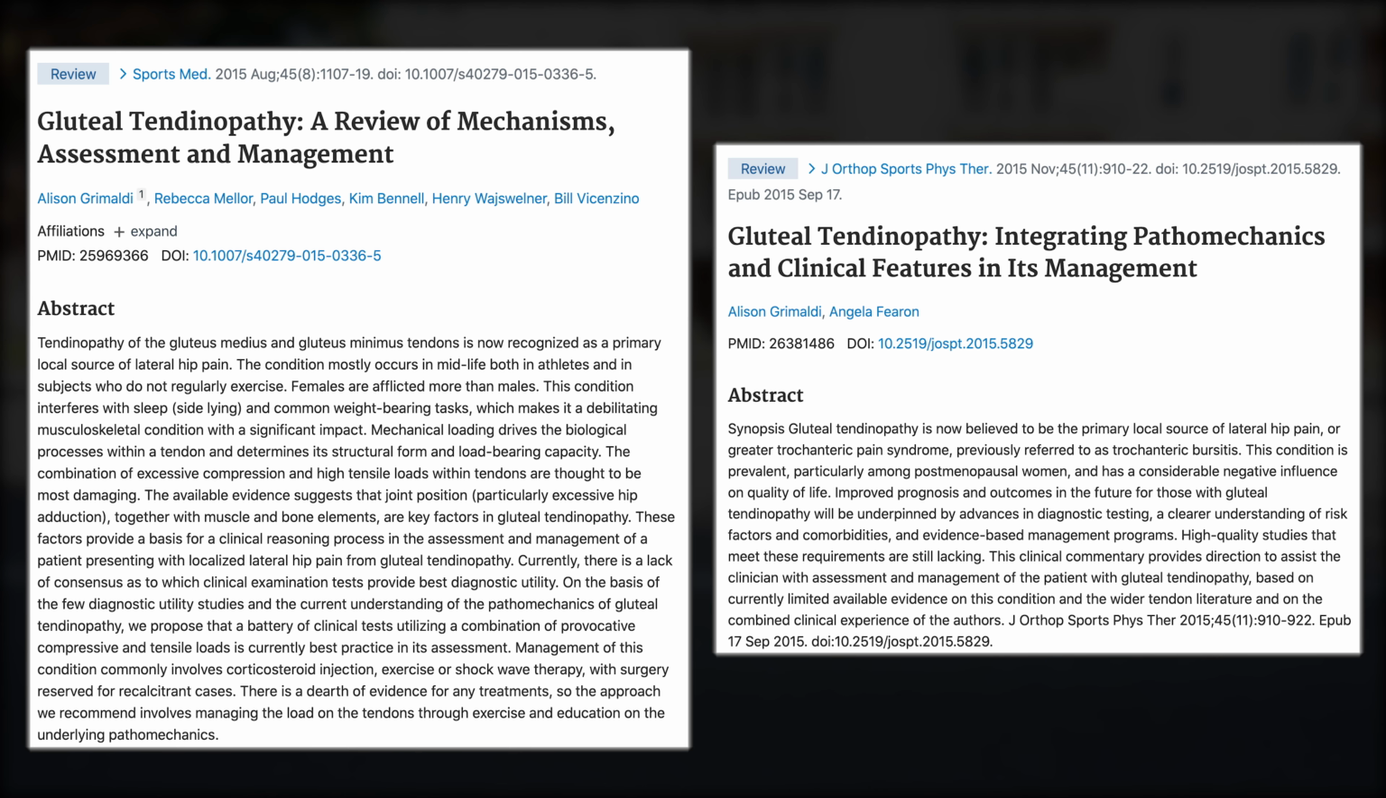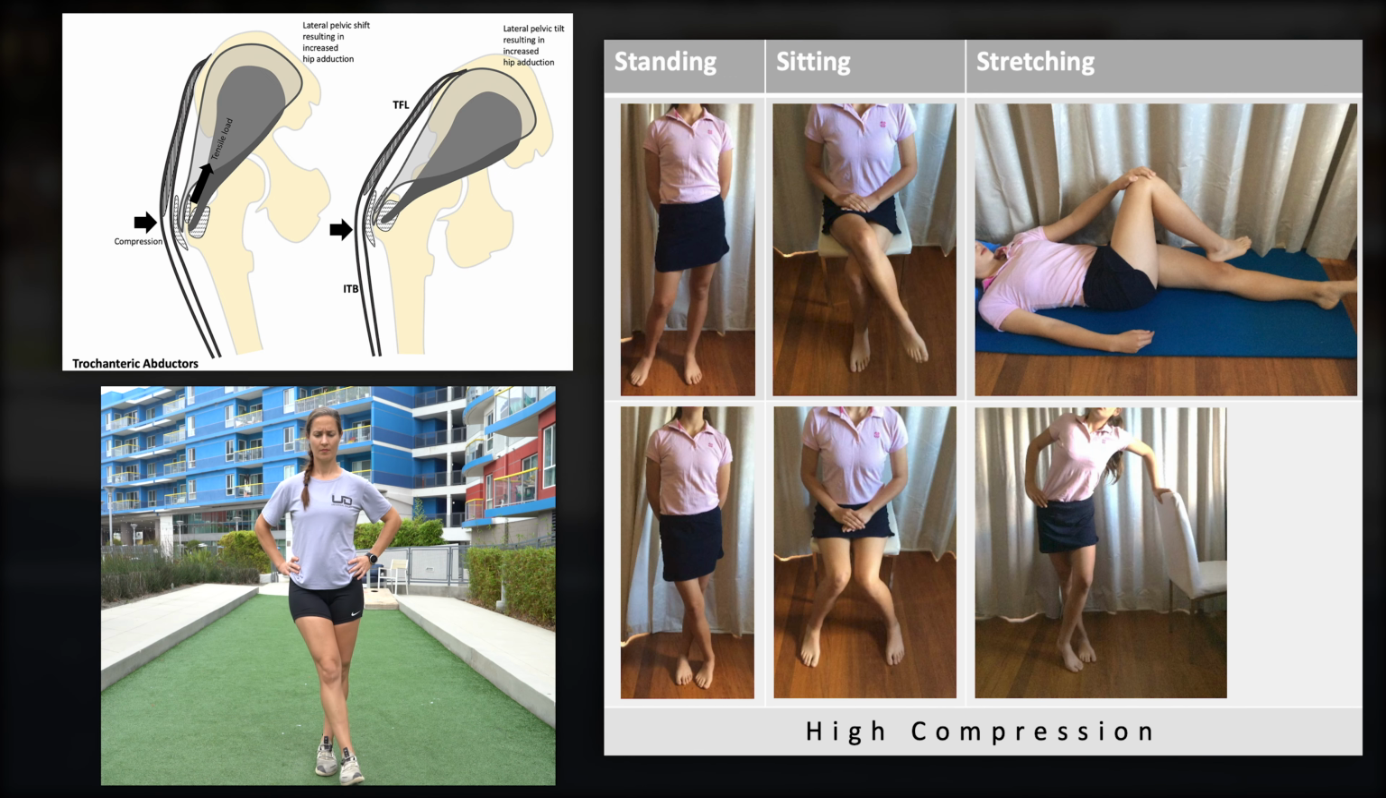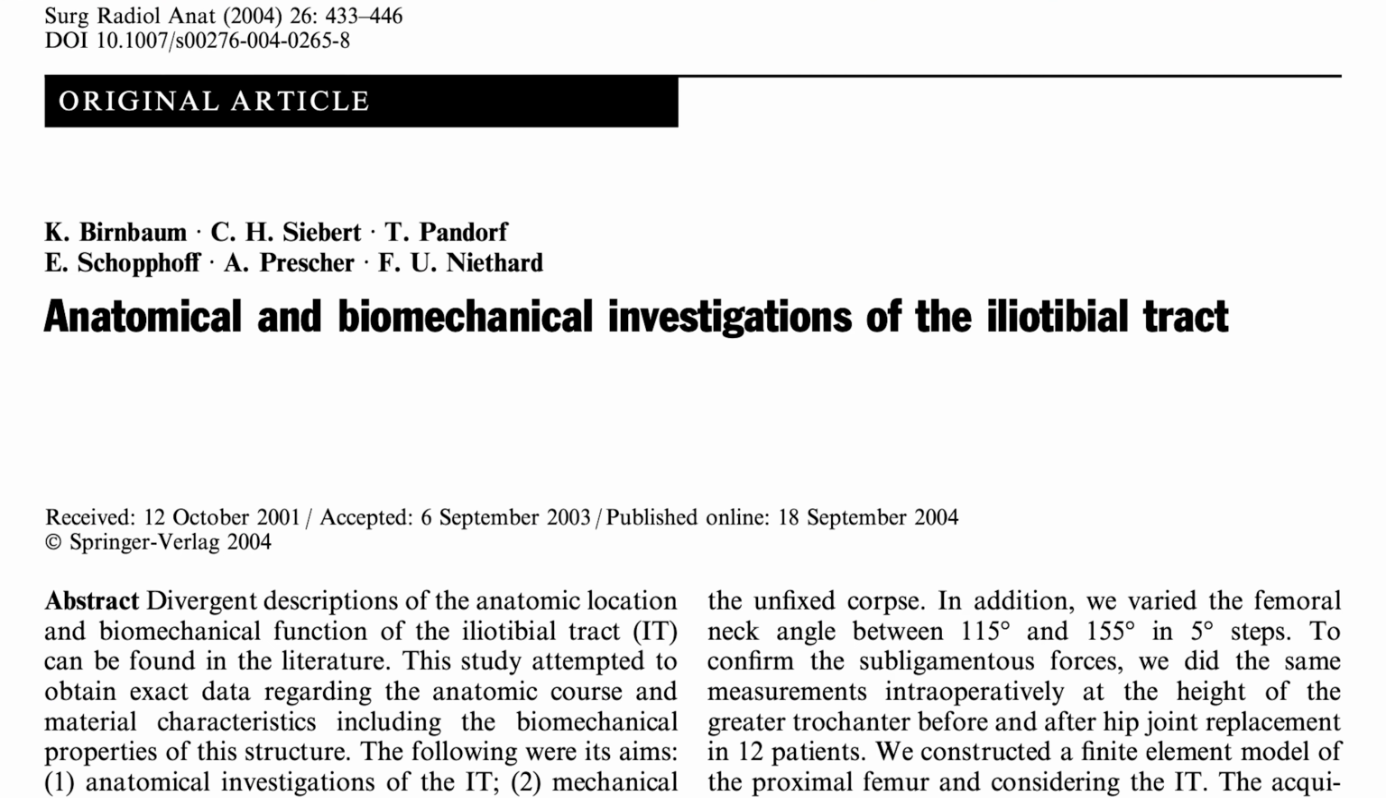These recommendations are based on trying to reduce compression of the gluteal tendons at their attachment site on the greater trochanter, either directly, such as by lying on that side, or via the overlying IT band when the hip is in adduction, as demonstrated by Birnbaum and colleagues in 2004.